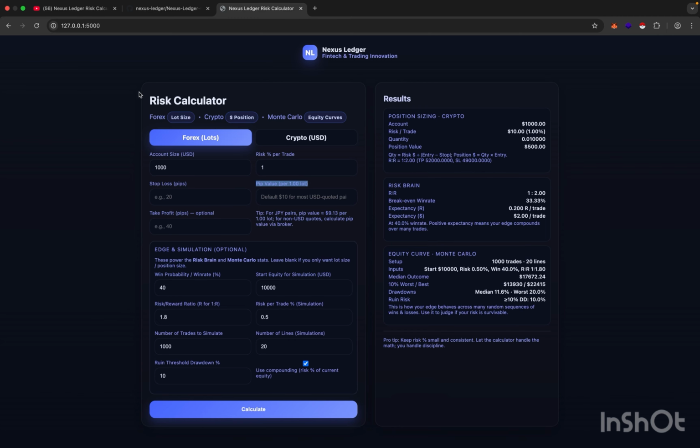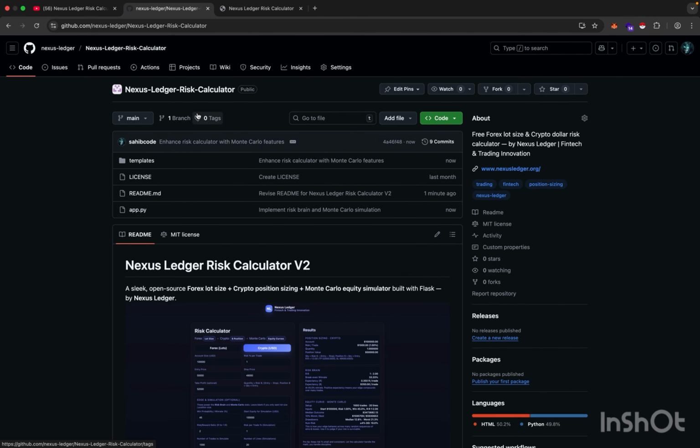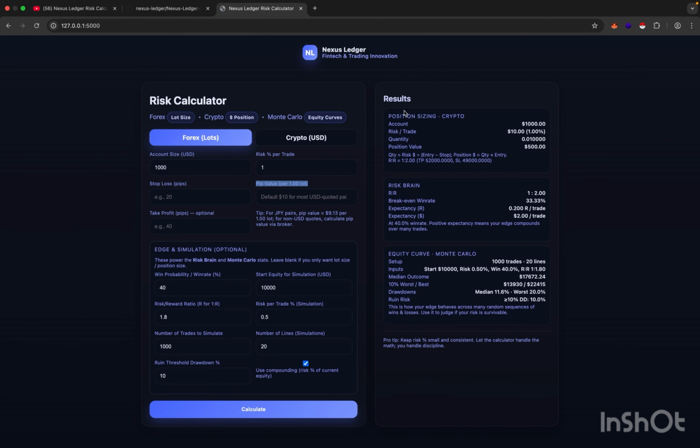You can also get the code from here, and this is a pretty good thing to have locally that you can run. Before we had version 1, but this is the V2, as you can see here, and we are constantly updating this risk calculator and trying to make it better.